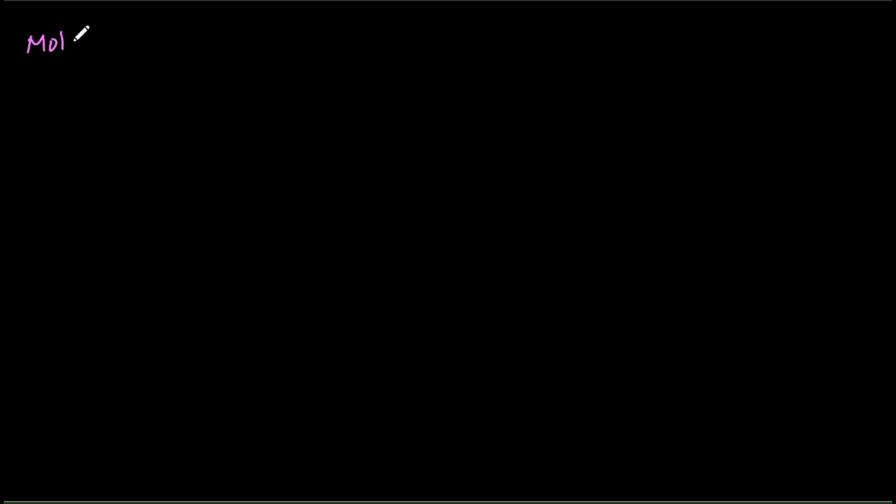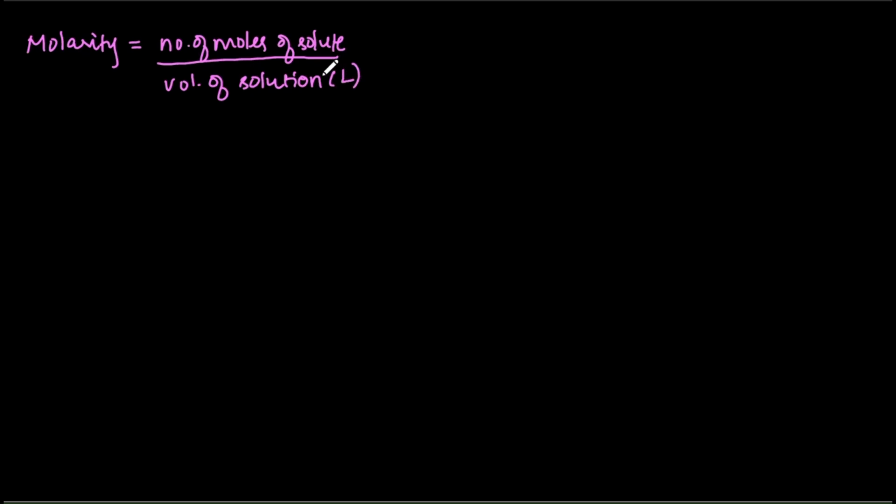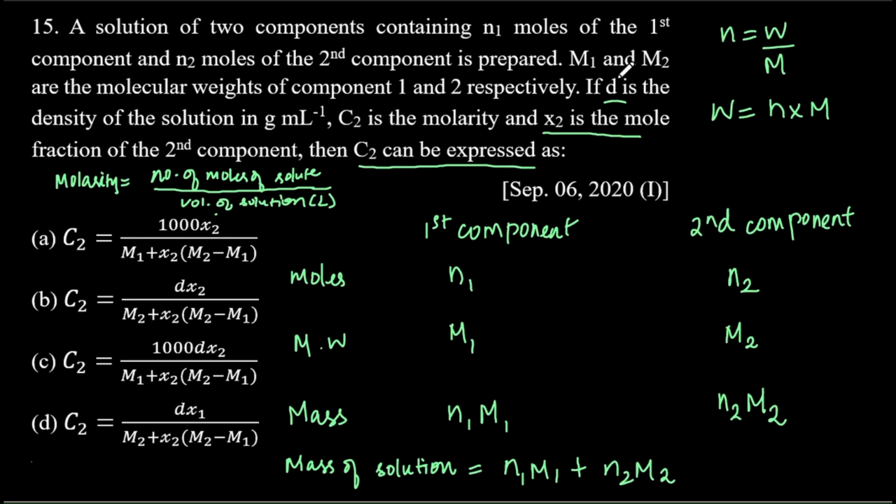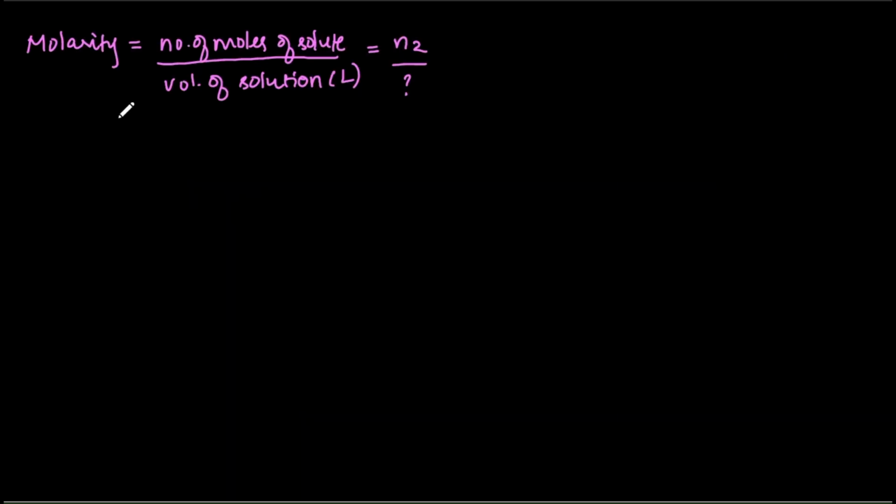As I already told, molarity is equal to number of moles of solute divided by volume of solution in liters. From this we can tell that the number of moles of solute is nothing but N2. But in the question, the volume of solution is not mentioned. So we need to find the volume of the solution. Instead, extra information is given, that is density. We know the formula of density: density is equal to mass by volume. So we can rearrange this formula for volume: volume is equal to mass divided by density.